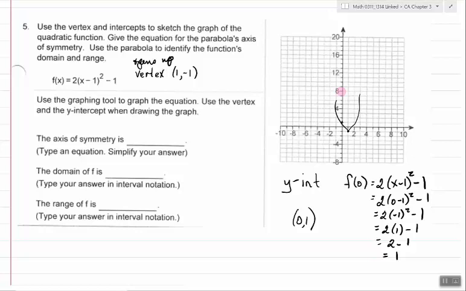What is the axis of symmetry? It is x equals the x of the vertex, so it's x equals 1. The domain, you never have to worry about it. It is all real numbers. The range is the bottommost y to the topmost y. The bottommost y is -1. The topmost y is positive infinity.